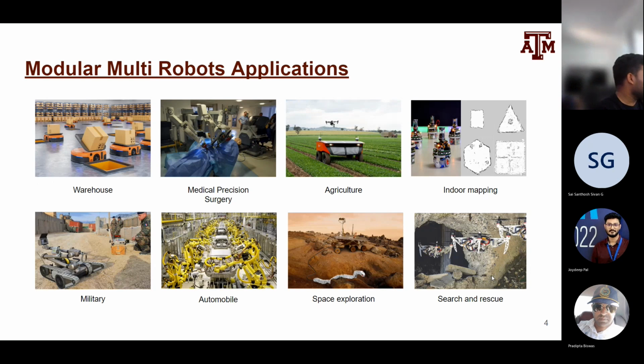So basically, modular robotics nowadays have been used in various platforms, ranging from agriculture, warehouse, surgery, indoor mapping, military, automobile, space exploration, and even search and rescue operations. All this requires smaller robots, multiple robots that can work together, collaborate, and then achieve some results.